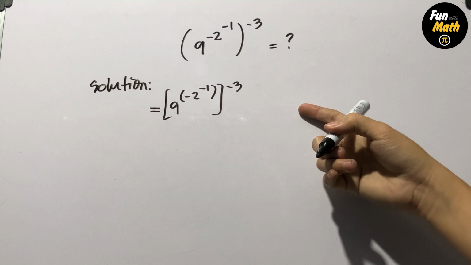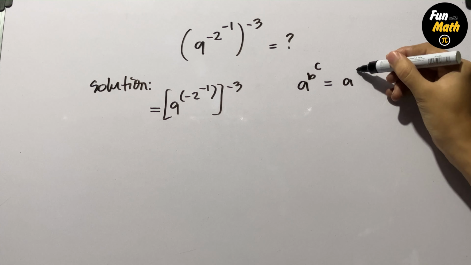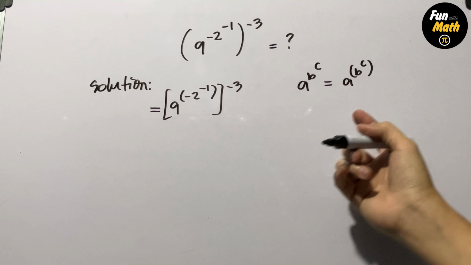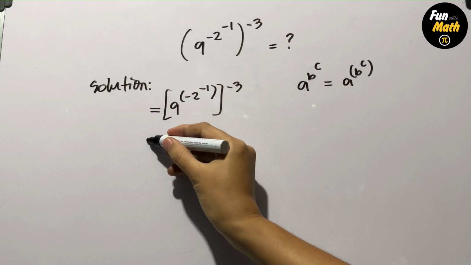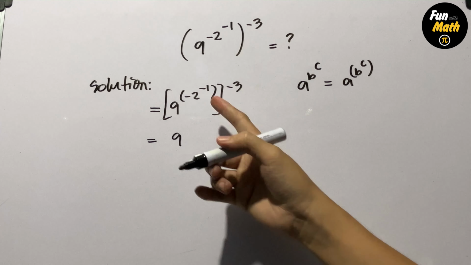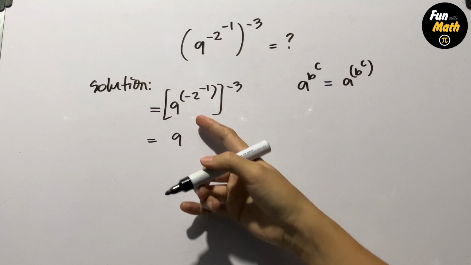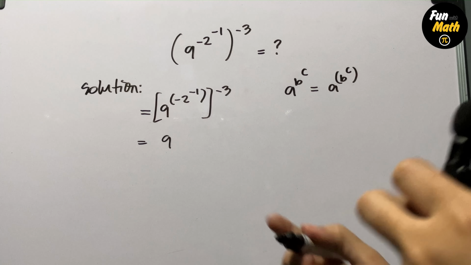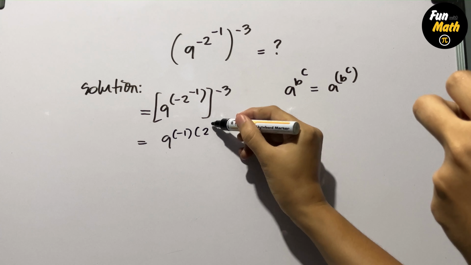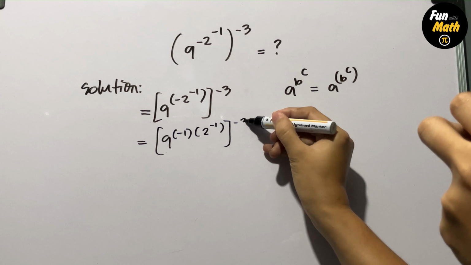So we simply follow this rule, a to the power of b to the power of c, which is also equal to a to the power of b to the power of c, separated with a parenthesis. Then to continue, equals 9 to the power of, for this negative 2 to the power of negative 1, for the base negative 2, let's separate the negative. So that is negative 1 times positive 2 to the power of negative 1. Then whole to the power of negative 3.